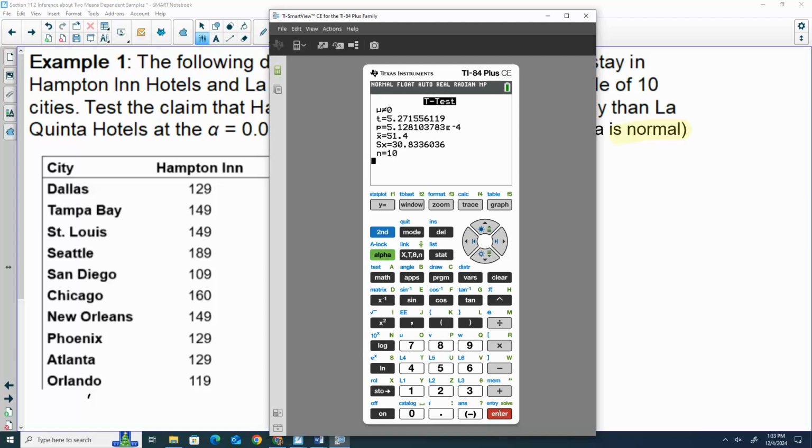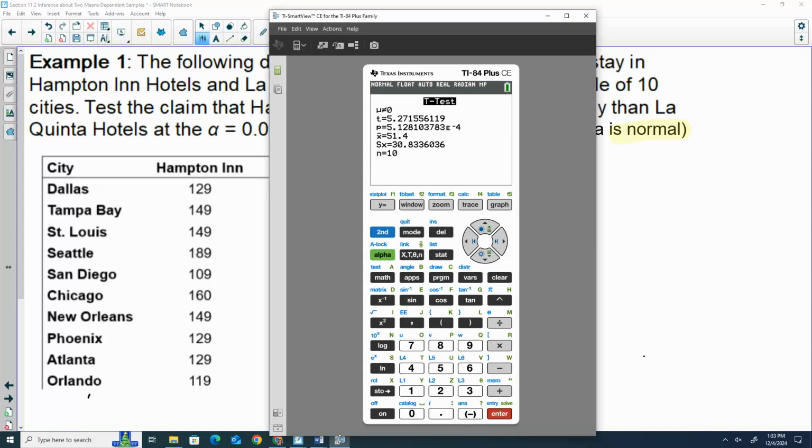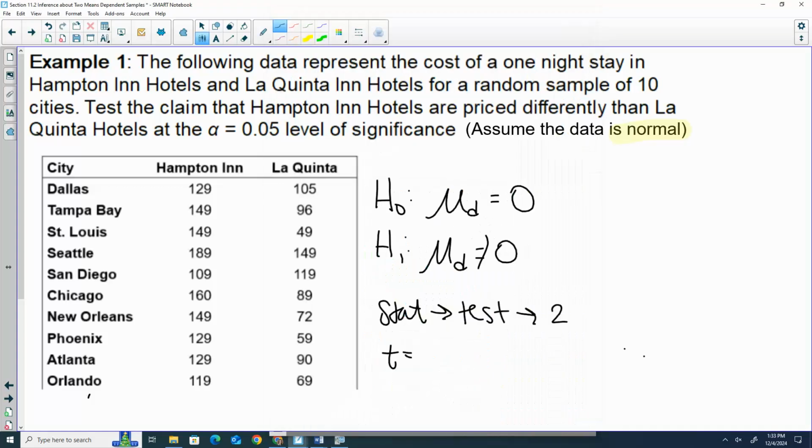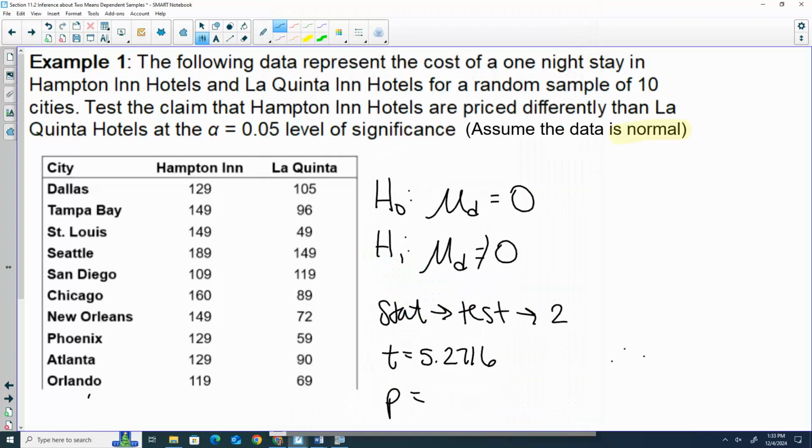So, the work I would ask you to show, we are doing this on our calculator, so there's not a ton to show. On a test or quiz, it would be helpful if you at least told me where we went on stat test, number 2. We got a t-value of 5.271. And our probability is, make sure you watch at the end that E-4 moves your decimal back 4 places. 5128.